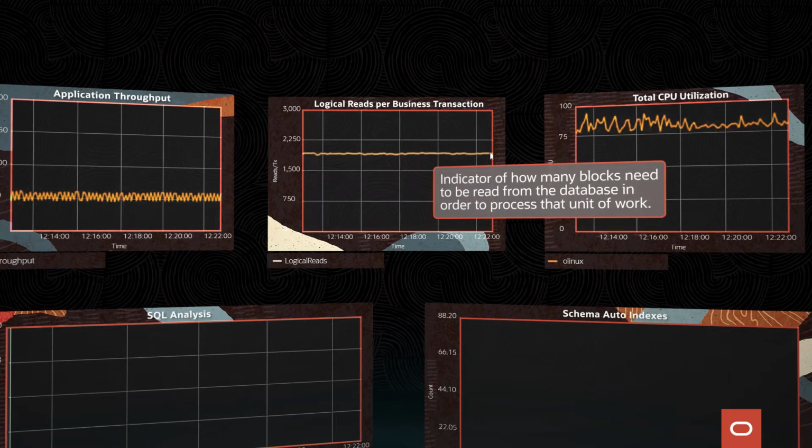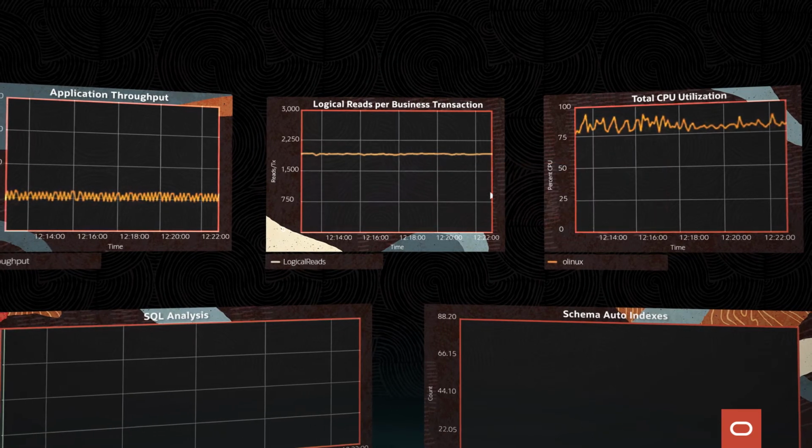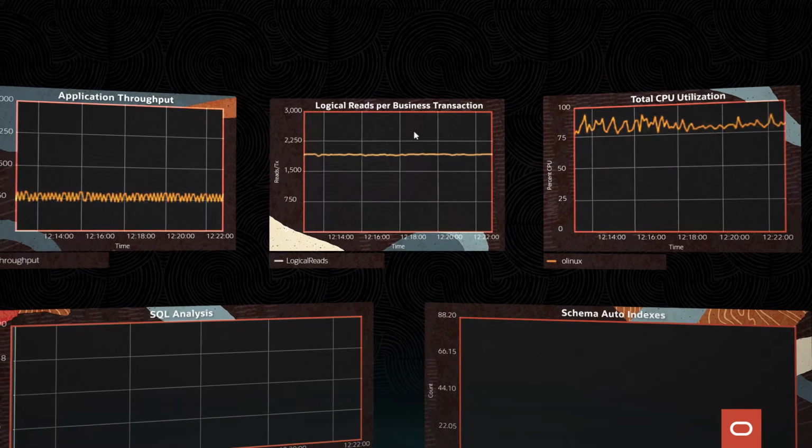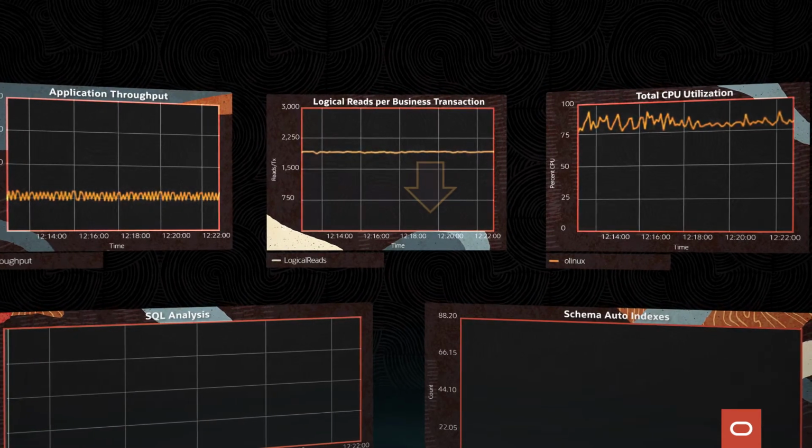And the purpose of indexes is to reduce this. So if we create suitable indexes, we would expect the number of logical reads per business transaction to drop. That's our core aim, if you like.